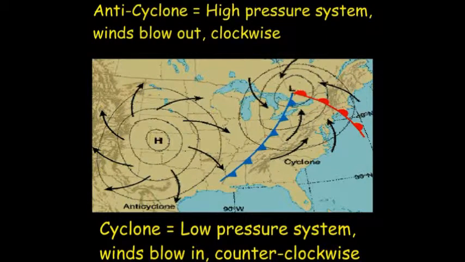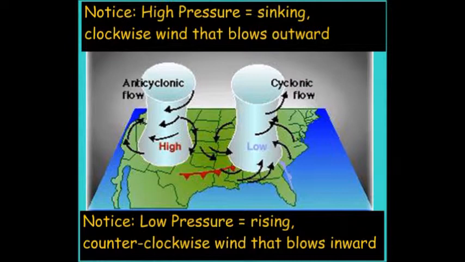An anticyclone is a high pressure system where the winds blow outward in a clockwise direction, and notice that they're all deflected to the right. A cyclone is a low pressure system where the winds are blowing inward and moving in a counterclockwise direction. And finally, you can see in this 3D model of the same cyclone-anticyclone system that the anticyclone has sinking air while the cyclone has rising air.